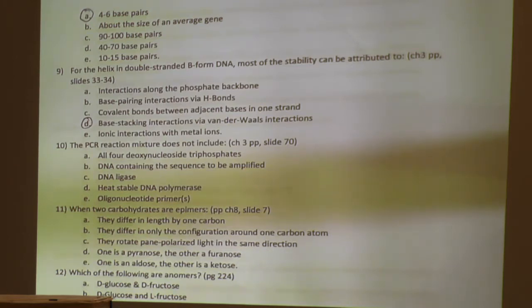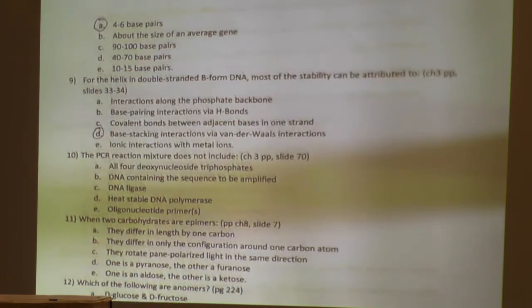This is specific to B form. H bonding is usually not considered super important in B form. Like, it is important, but it's not one of the most important. So base stacking and van der Waals are the most important for B form. And Z and the other form of DNA, I forgot what it was, they have different ones.